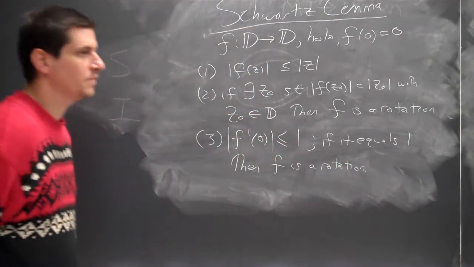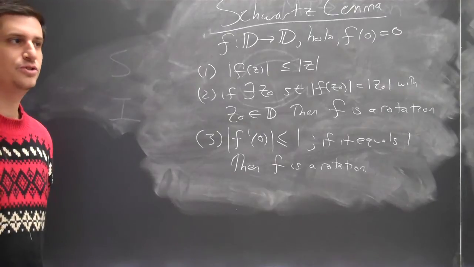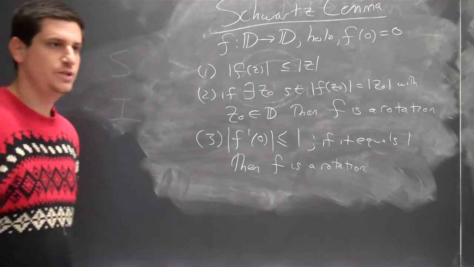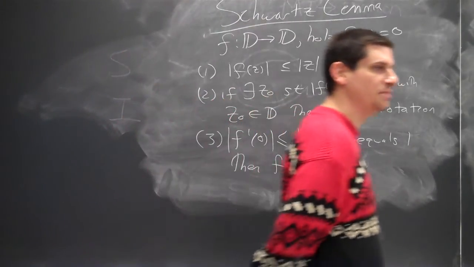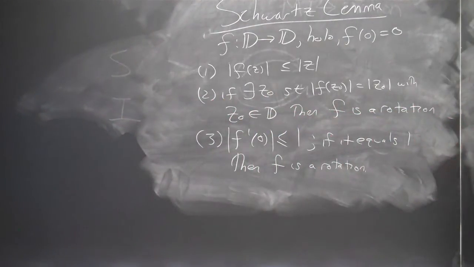Okay. So when you have something like this, the first thing you should do is you should check. Can you give me any functions that are holomorphic from the unit disk to the unit disk that map 0 to 0? The identity.